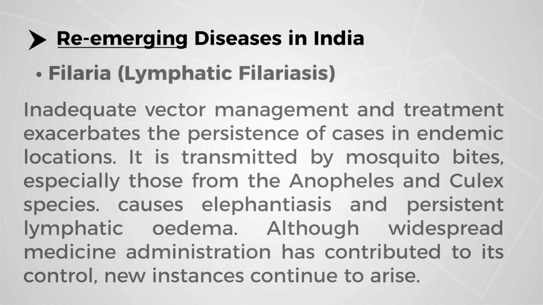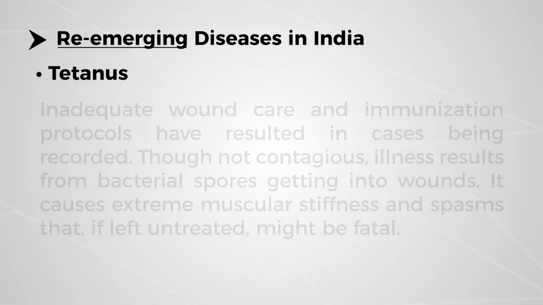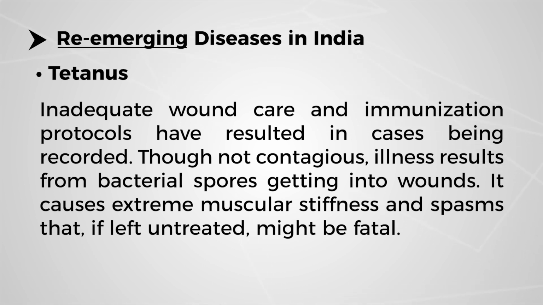Then we have another disease, which is tetanus. We know that with any cut or wound, we have to get immediate treatment. Though not contagious, the illness results from bacterial spores getting into wounds. It causes extreme muscular stiffness and spasms that, if left untreated, might be fatal.